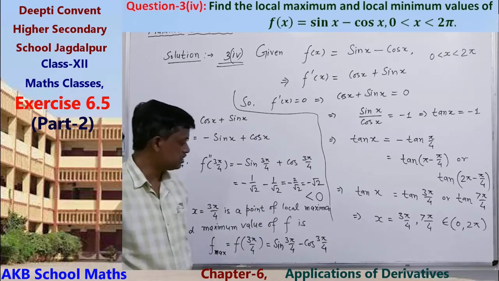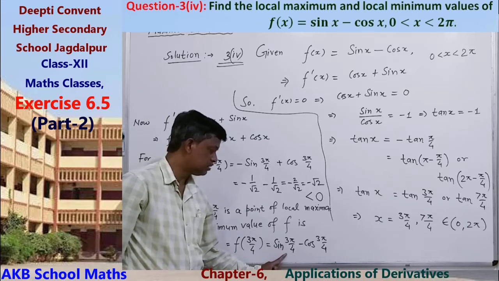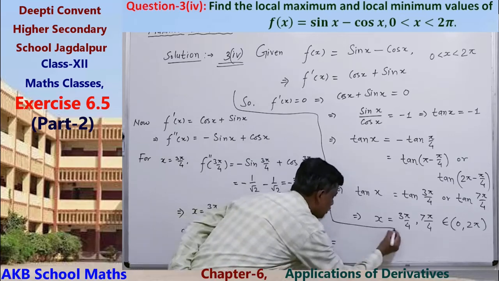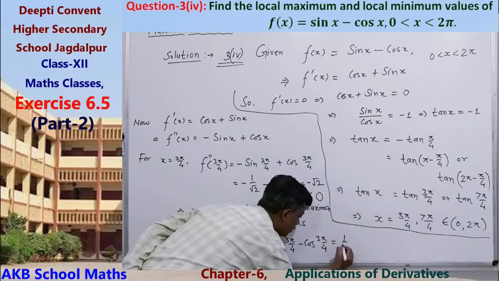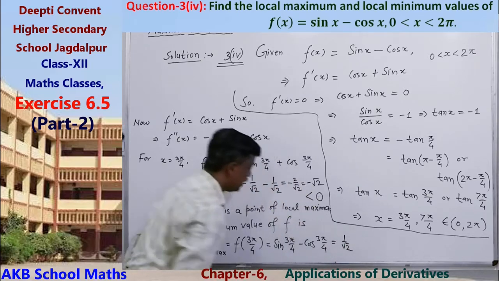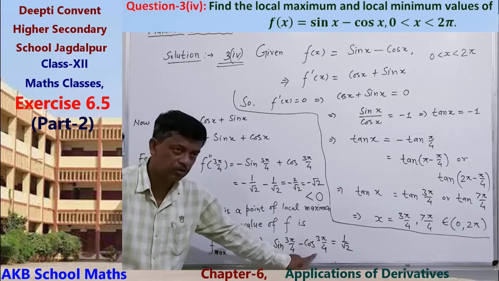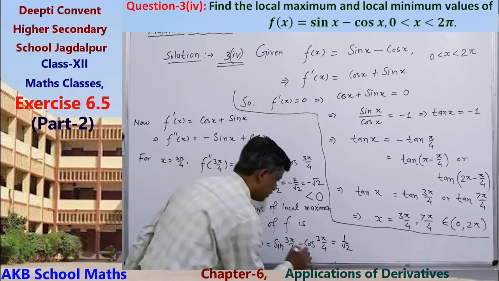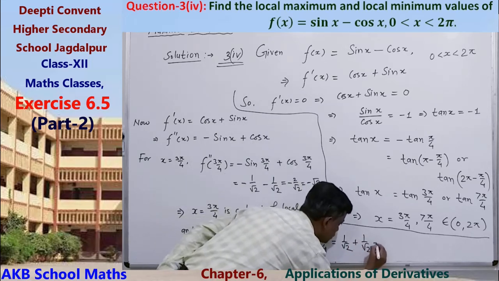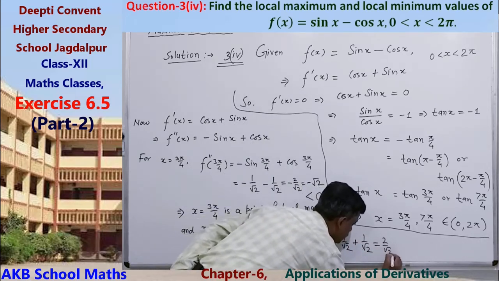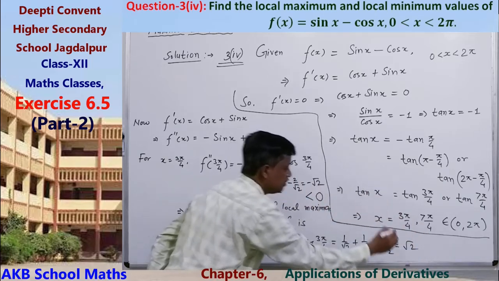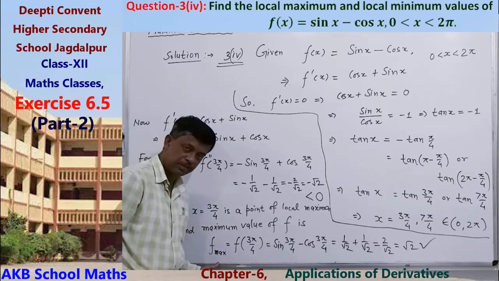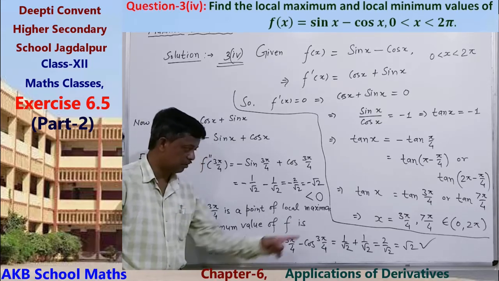Sin 3 pi by 4 means sin of pi minus pi by 4, which is 1 by root 2. And cos 3 pi by 4 means cos of pi minus pi by 4, which is minus of 1 by root 2. Minus minus plus. So plus 1 by root 2. So this is equals to 2 by root 2, which equals root 2. This is the maximum value of the function. Local maximum value of the function. F maximum equals to root 2.